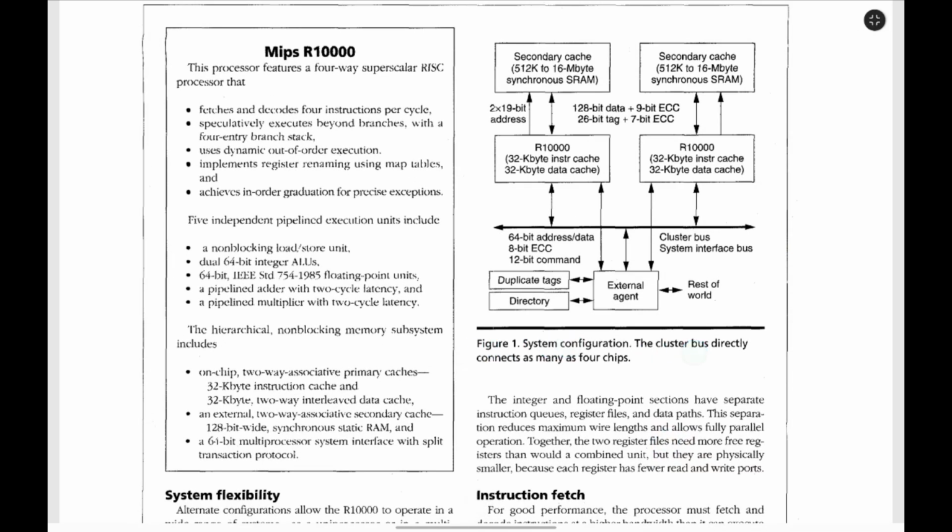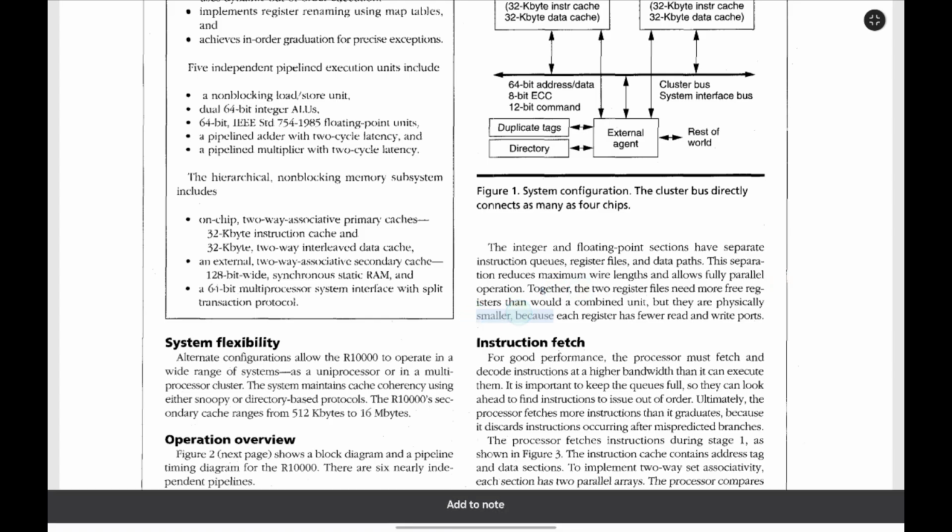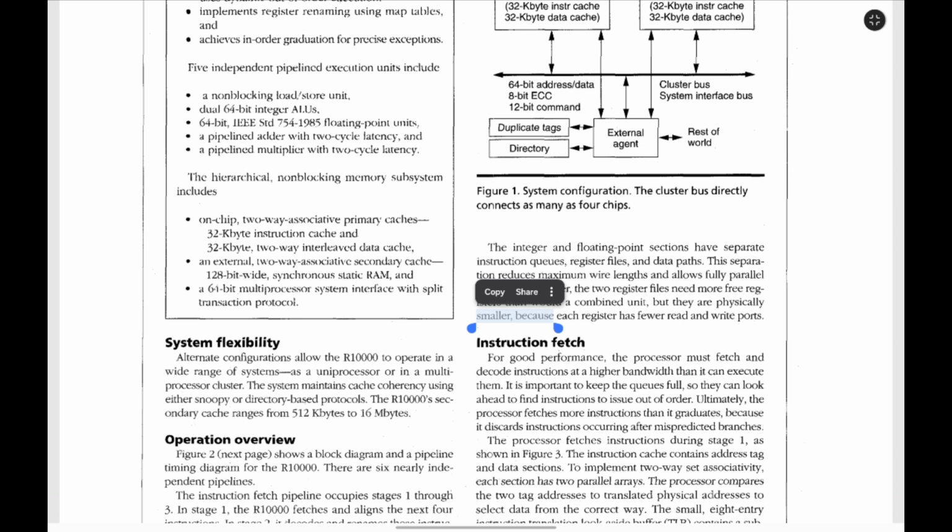The cluster bus directly connects as many as 4 chips. The integer and the floating point sections have separate instruction queues, register files, and data paths. This separation reduces the maximum wire lengths and allows fully parallel operation. Together, 2 register files need more free registers than would a combined unit, but they are physically smaller because each register has fewer read or write ports.